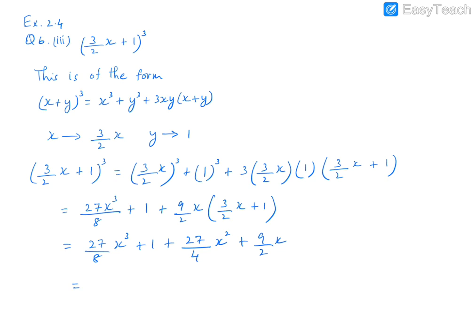And just for completeness, we will rearrange these terms in descending order of the powers. So it is 27 by 8 x cubed plus 27 by 4 x squared plus 9 by 2 x plus the constant term, which is 1. Okay, so we will just rearrange those terms so that we have it in a systematic way where we have decreasing powers of x. So x power 3, x power 2, x power 1, and the constant term corresponds to x power 0.